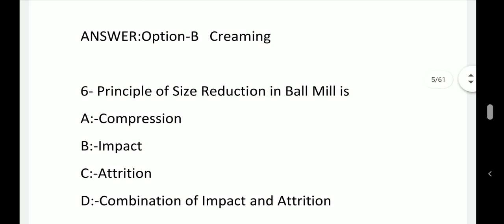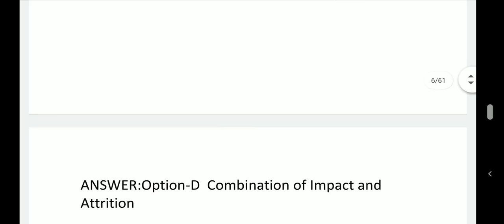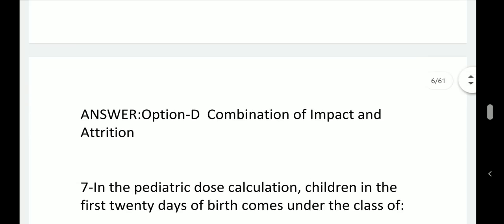Question number 6. Principle of size reduction in ball mill is option A compression, option B impact, option C attrition, option D combination of impact and attrition. Answer is option D, combination of impact and attrition.